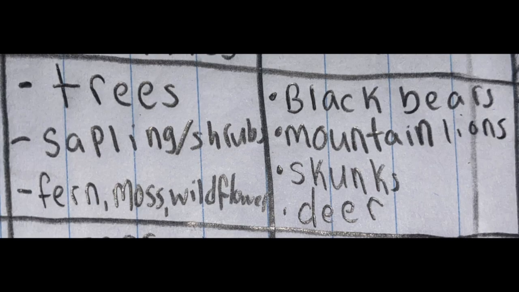As we read about forests, we were able to see trees, shrubs, fern, mosses, and wildflowers are the plants. We also read that black bears, mountain lions, skunks, and deer are the type of animals in this environment. You will now have 2 minutes to add that into your journal.